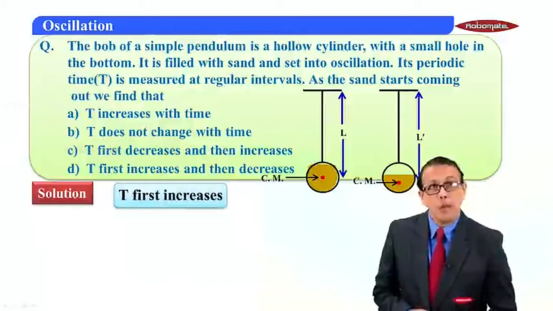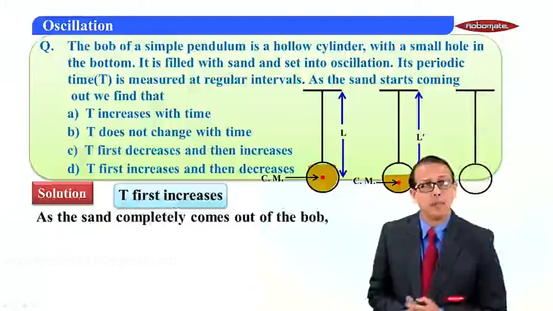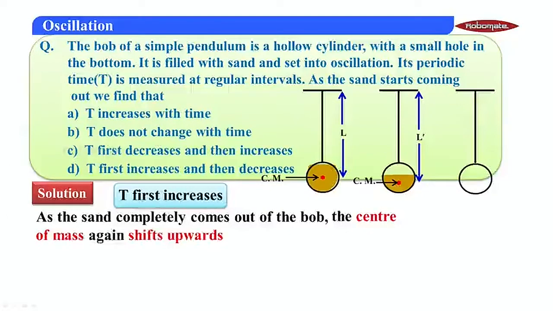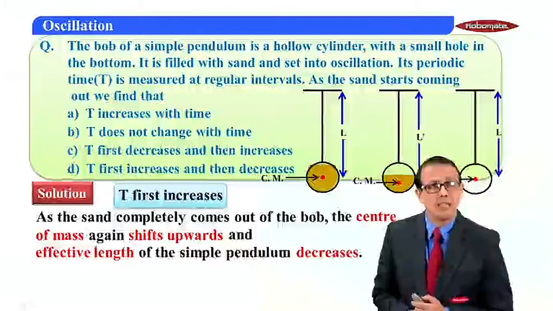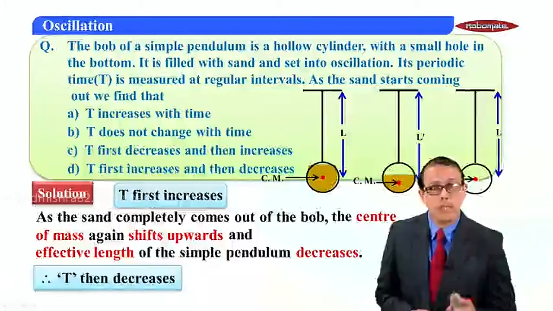Now, what happens when the sand completely comes out of the bob? Now let's check this diagram. In this diagram we can very clearly see the sand is completely out. Since completely out means the bob becomes completely hollow, and we know a completely hollow bob has its center of mass at the center. That means in this case now center of mass will shift upwards. So if the center of mass shifts upwards, the effective length will again decrease. Now if L decreases, then definitely the time period also decreases.